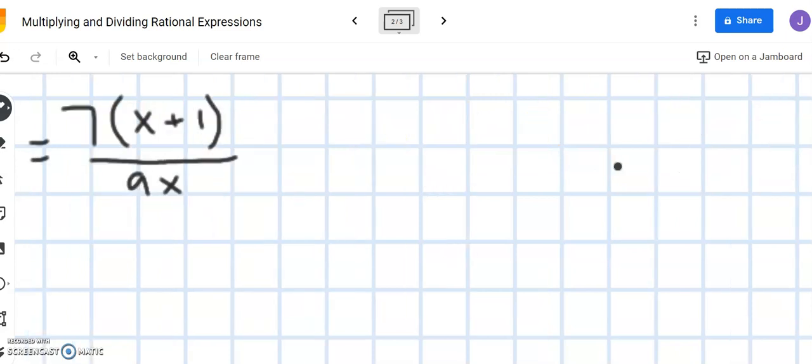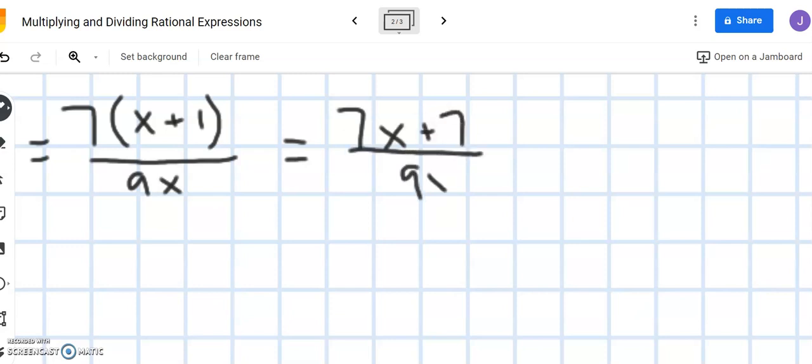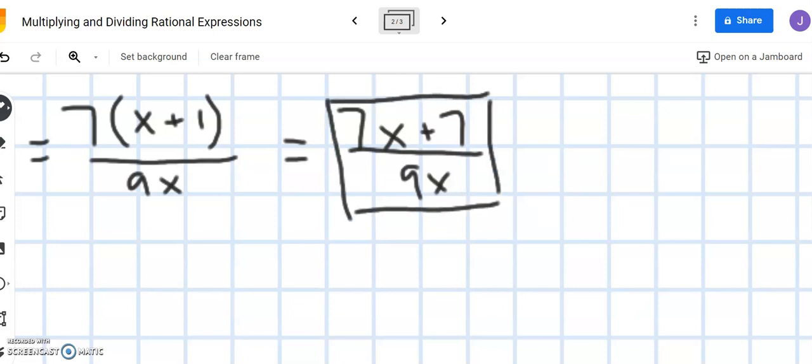So I have 7 times x plus 1 over 9x, which if I needed to, I could also rewrite as 7x plus 7 over 9x by distributing the 7. Either answer is correct. You just need to pay attention to the formatting of the way that the answers are supposed to be printed on whatever it is that you are working on.